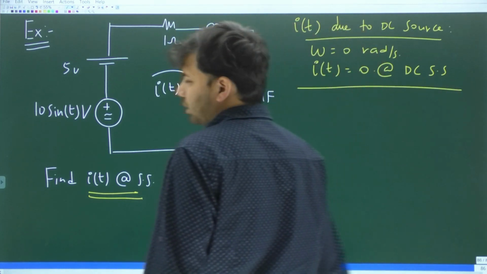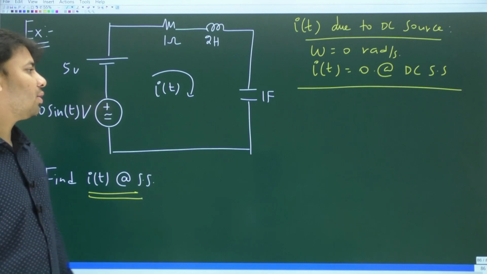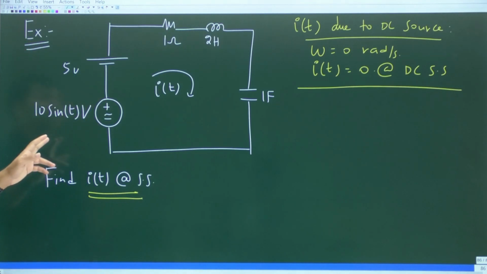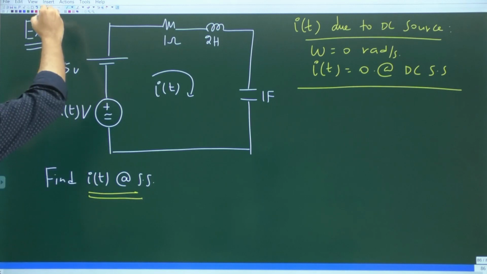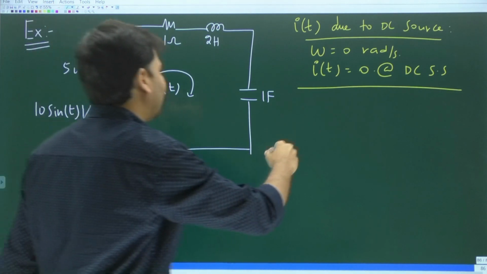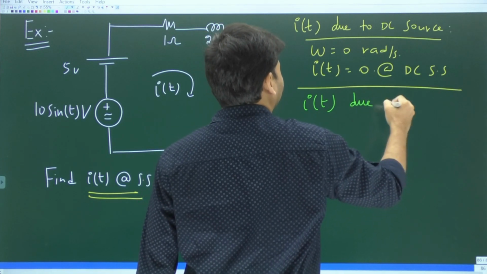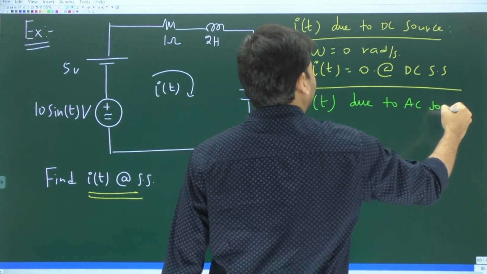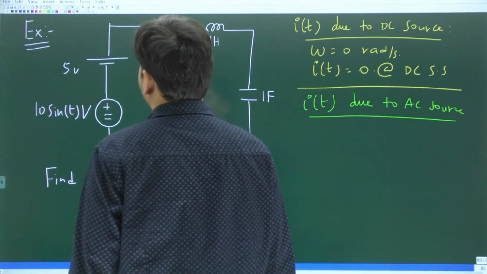Now the only other current is what? The current due to the AC source. If you are finding the current due to the AC source, only the AC source is going to be active. The DC source will become a short circuit. Now we are finding I of t due to the AC source.